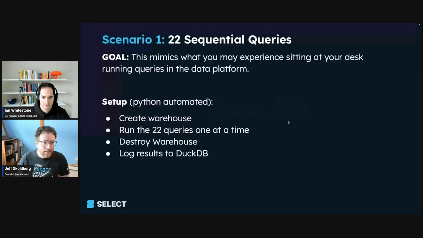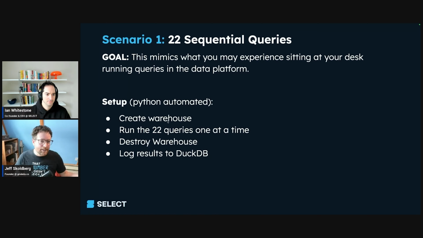Let's go back into slideshow mode just to see here. Scenario 1 is the 22 sequential queries. And what is the goal? Why did we consider this? So this mimics what you may experience when you're sitting at your desk actually running queries. Now, when you're doing ETL or dashboards, that's usually concurrent queries. You don't normally have a dashboard or an ETL that just does one query at a time. But if you're just sitting there working, how fast is it going to take to run one query? What about 22 times over, different queries, etc.